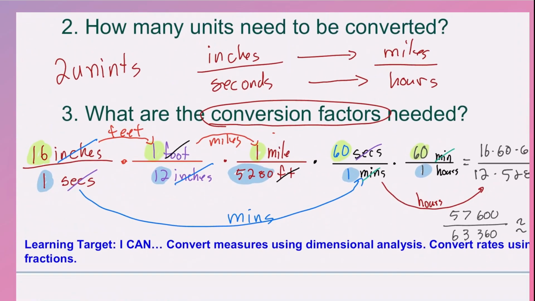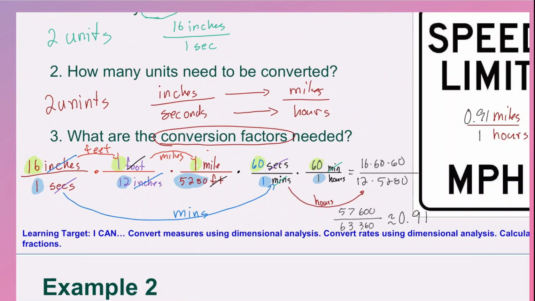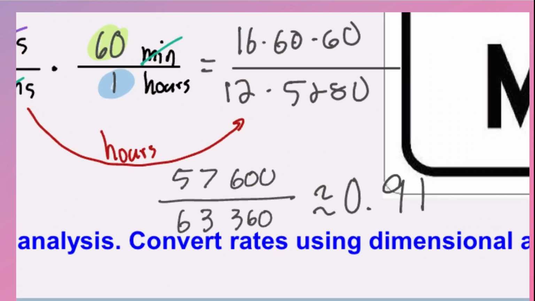So pick one, do its conversions, and then pick the other, the bottom, and do its conversions. The final steps are to multiply across the top, across the bottom, and then divide those two numbers.